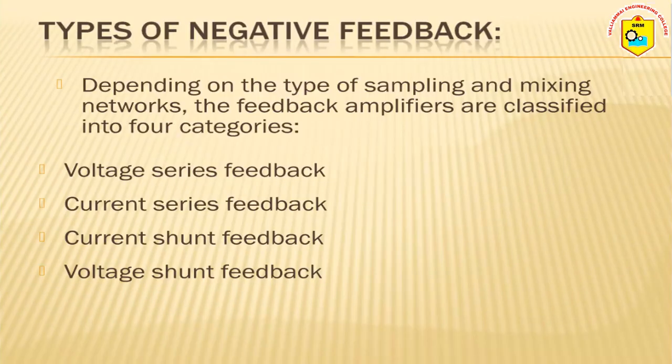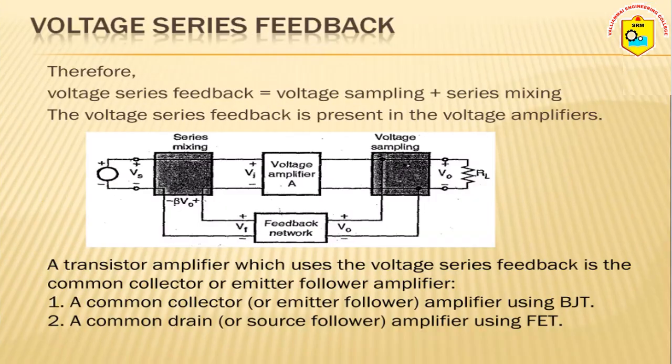Next, types of feedback. We have four negative feedback topologies: voltage series, current series, current shunt and voltage shunt. It depends on the type of sampling and mixing network which we use in each feedback circuit. There are two types of sampling networks and two types of mixing networks. We can see it in the upcoming slides.